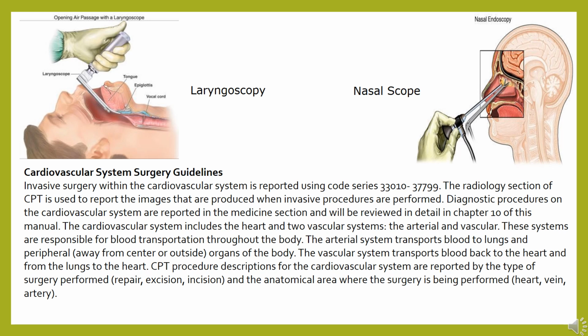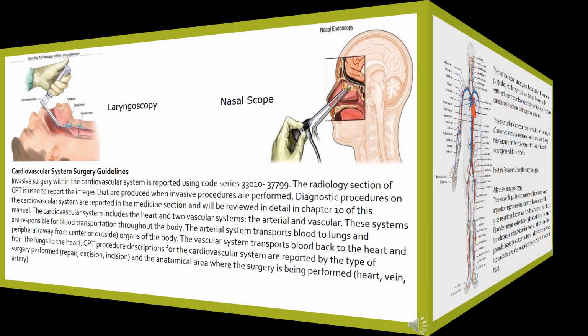The arterial system transports blood to the lungs and peripheral areas, away from the center, or outside organs of the body. The venous system transports blood back to the heart and from the lungs to the heart. CPT procedure descriptions for the cardiovascular system are reported by the type of surgery performed: repair, excision, incision, and the anatomical area where the surgery is being performed: heart, vein, artery.